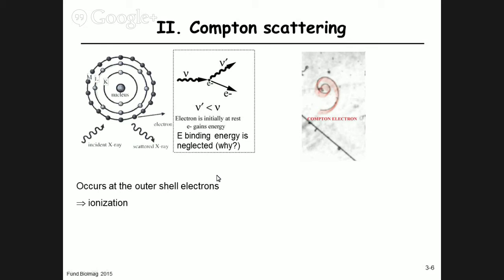Now, if we're talking about outer shell electrons, we still have some binding energy. But in this process and what will follow, we will neglect the binding energy. Why would we neglect the binding energy of the outer shell electron?